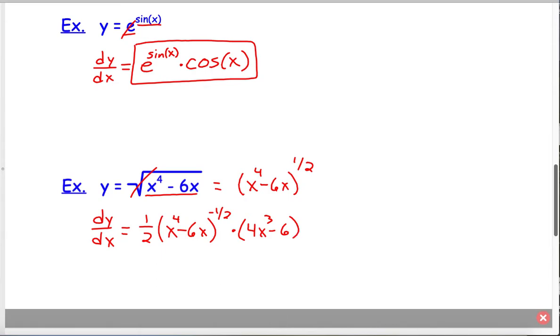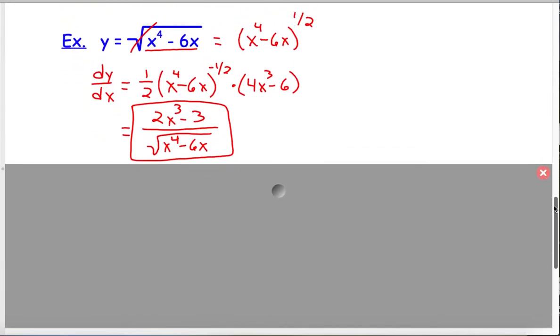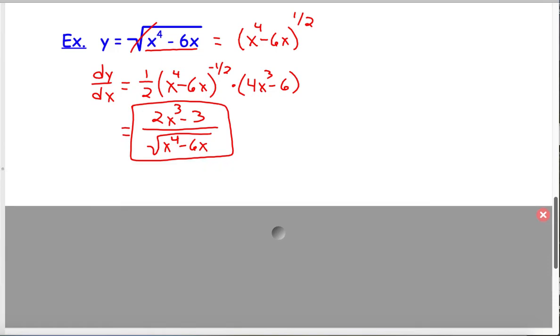And so if you want, we could actually factor a 2 out of that. And so I would wind up writing it as 2x cubed minus 3 over the square root of x to the 4th minus 6x. Could you leave it as a negative exponent instead? Sure. All right, hopefully you're getting the hang of these.